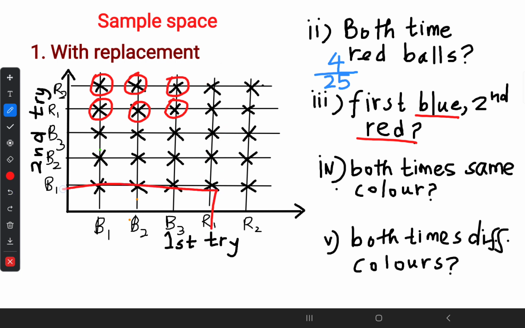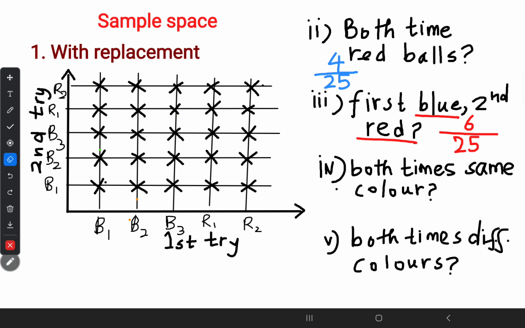Next, let's check with this column. First red, second blue. We don't want this. Our first try must be a blue ball. Red and blue. No. Red and blue. No. Red, red, red, red. Neither of them satisfies the conditions. Red, blue, red, blue, red, blue, and red, red, red, red. Our first one is not blue, second one is not red. So these are also not satisfying our condition. So from a total of 25, only 6 events have the required solutions as first time blue ball and second time red. This is the detailed explanation.